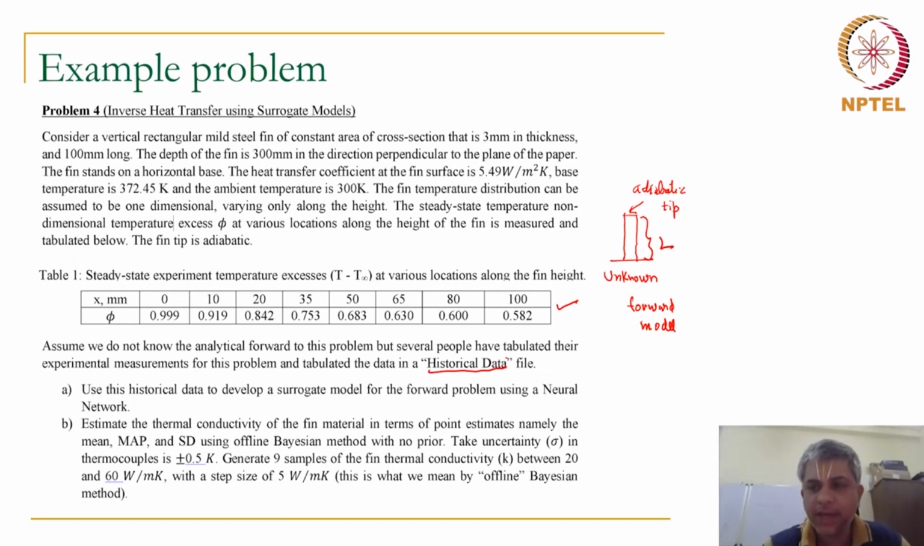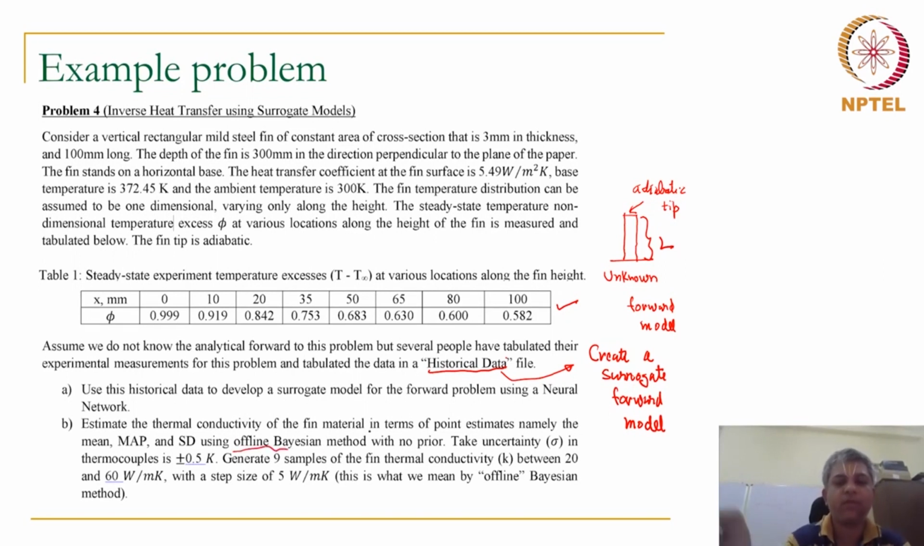So this synthetic data, this historical data which has been generated over time, we are going to use this to create a surrogate forward model, because without a forward model we cannot do any inverse problem. Okay, so that much is certain. So we need to create some surrogate forward model, and then we can use that in our offline Bayesian method, with no prior.